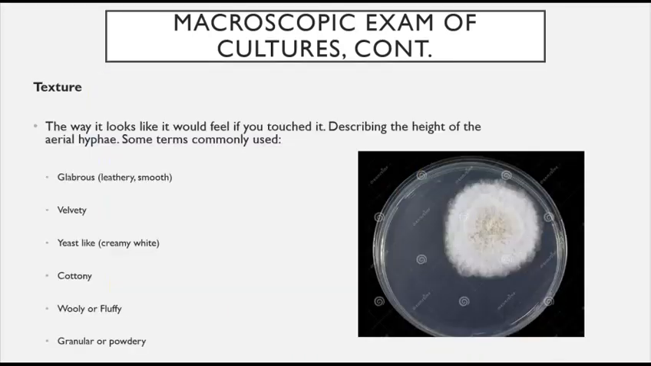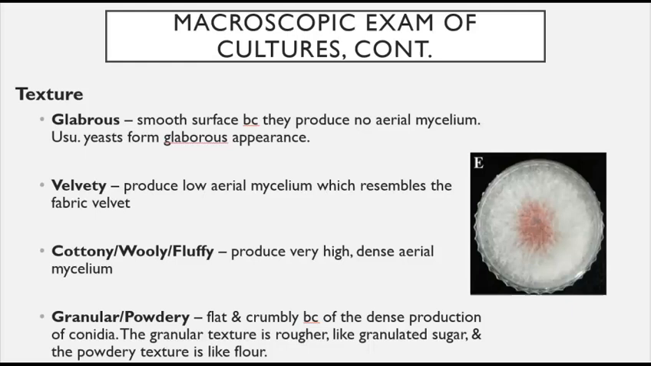For cultures, make sure you talk about the texture, the way it looks, the way it would feel if you touched it. Describe the height of the aerial hyphae. Some common terms used to describe it are glabrous, leathery, smooth, velvety, yeast-like, creamy white, cottony, woolly, fluffy, granular, powdery. Glabrous is usually described as a smooth surface because they produce no aerial mycelium.